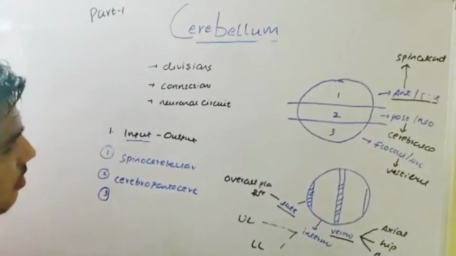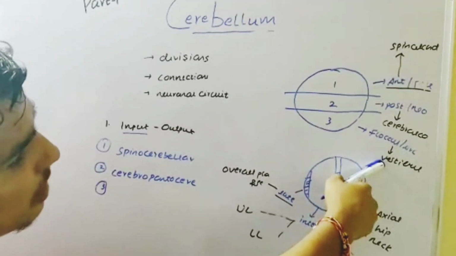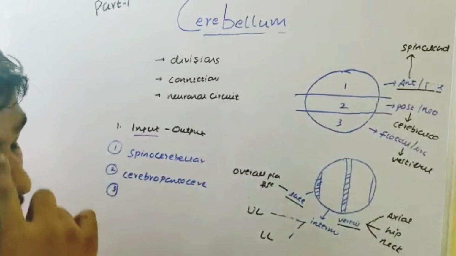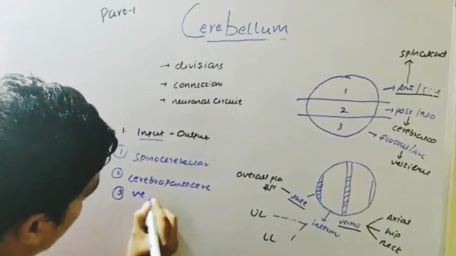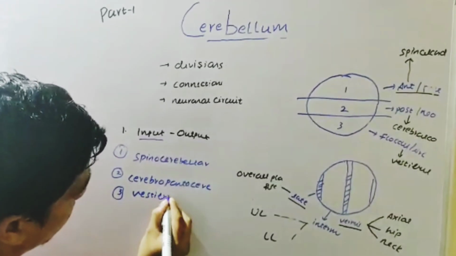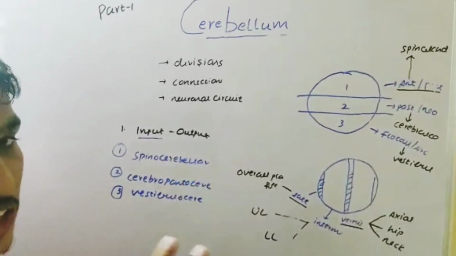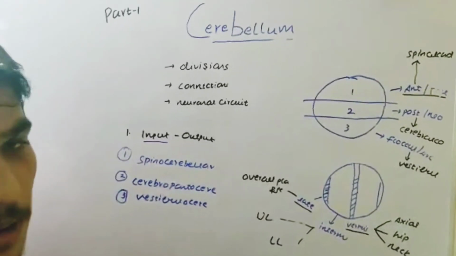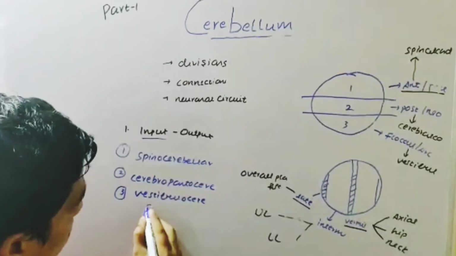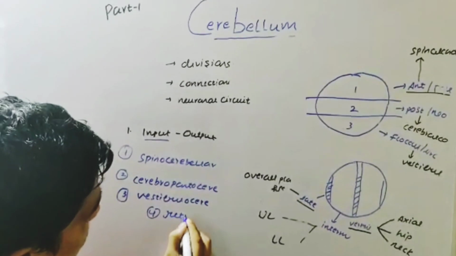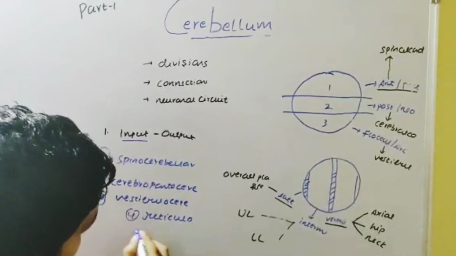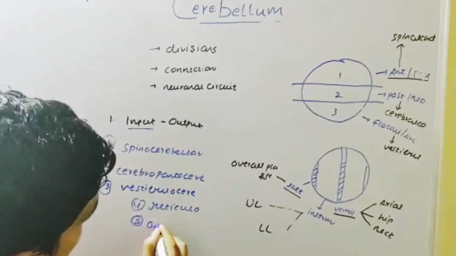Now, the third, the vestibular apparatus is connected to the cerebellum. So they are named vestibulocerebellar tracts. In addition to these, another 2 tracts are present which you have to remember blindly. Those include the reticulocerebellar tract and the olivocerebellar tract.